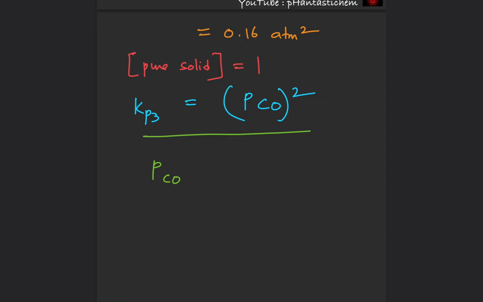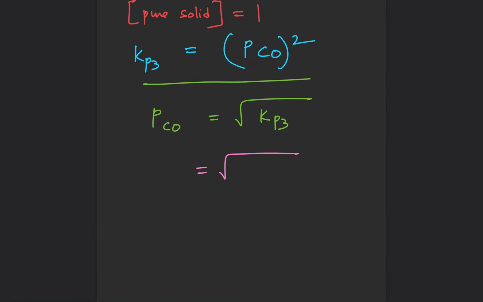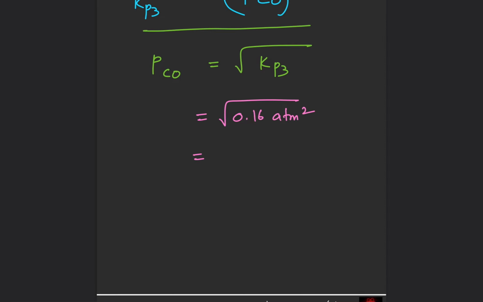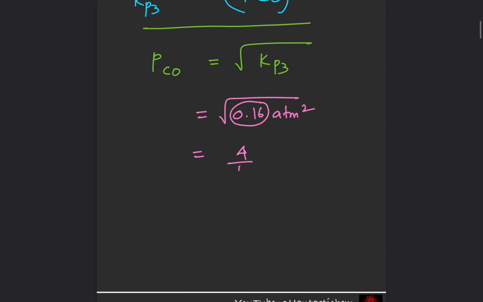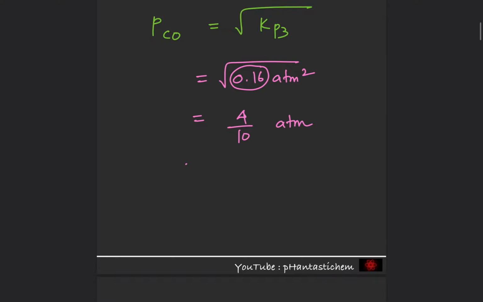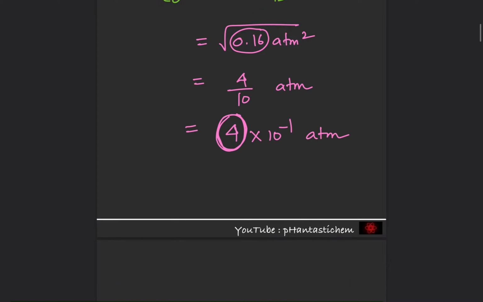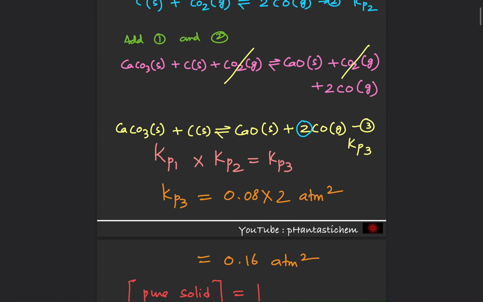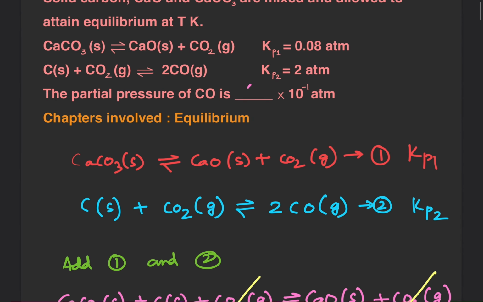So therefore partial pressure of CO will be equal to square root of Kp3. We have already calculated Kp3, so that is 0.16 atmosphere square. And to find out the square root of 0.16, 0.16 is 16 by 100, so it will be 4 by 10 atm. So therefore this will be equal to 4 into 10 to the power minus 1 atm. So therefore this is what we are supposed to find. So therefore our final answer is 4. So the partial pressure of CO is 4 into 10 to the power minus 1 atmosphere. Okay, thank you.